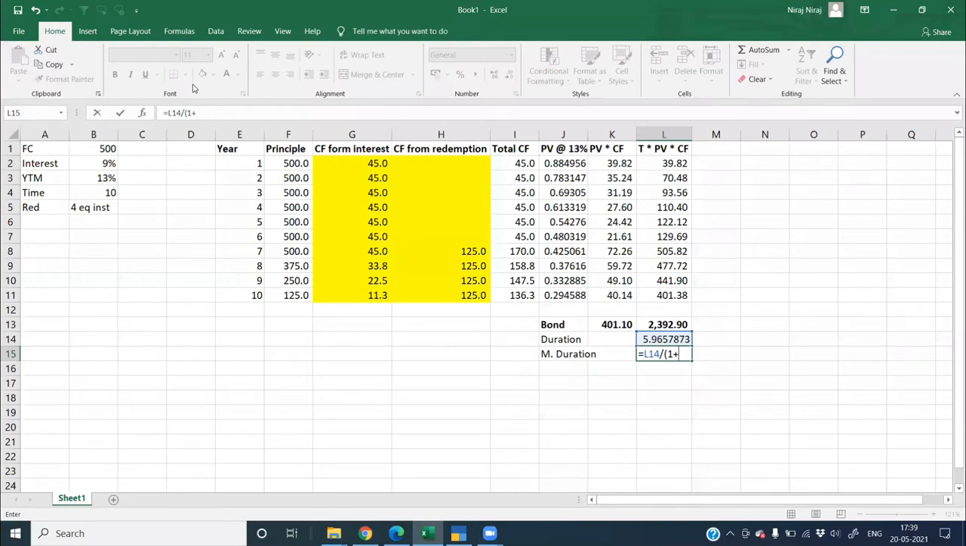What is my R in this case? My YTM. The YTM that has been given to me is 13%. So I will take this. So my modified duration will be 5.32%. Sorry, 5.27%. What is modified duration? Modified duration is the percentage change in the value of the bond resulting from a change in YTM. So this is the way this particular sum is supposed to be solved.